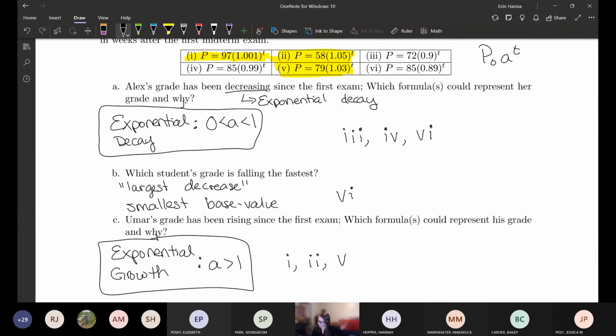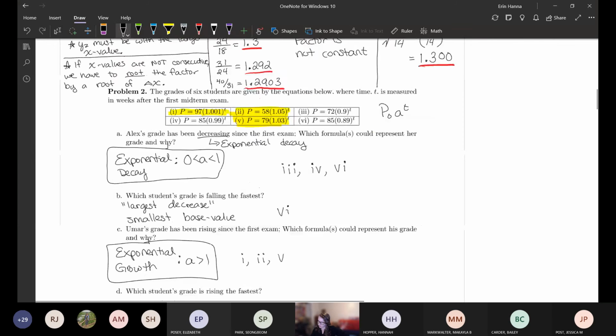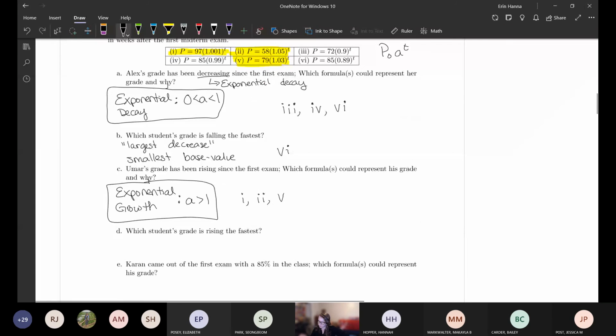Let me try to zoom out so I can keep those values in there. There we go.